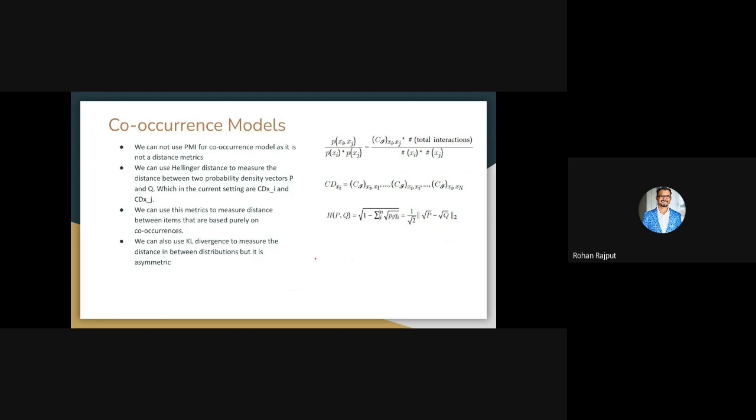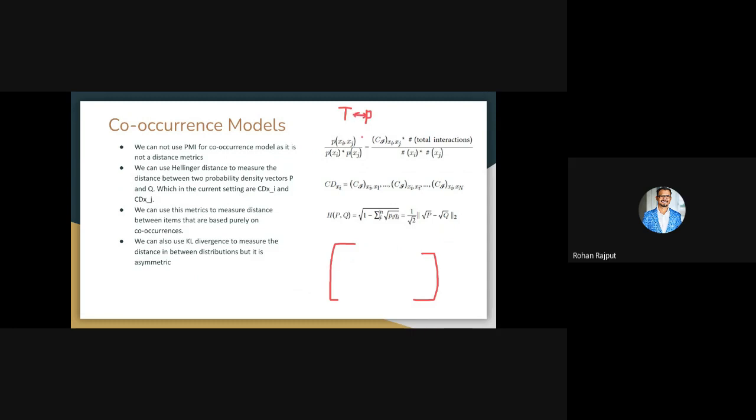Now, we have also seen something called the co-occurrence model. So what is the co-occurrence model? In the co-occurrence model, we try to create a matrix where we want to see how many times certain items come together. Take an example of e-commerce. Suppose you have a particular type of t-shirt, and whenever someone buys that t-shirt, they always buy these pants or shorts with it. So they always occur together.